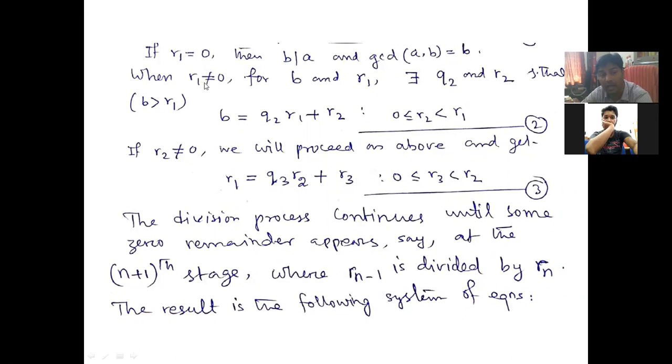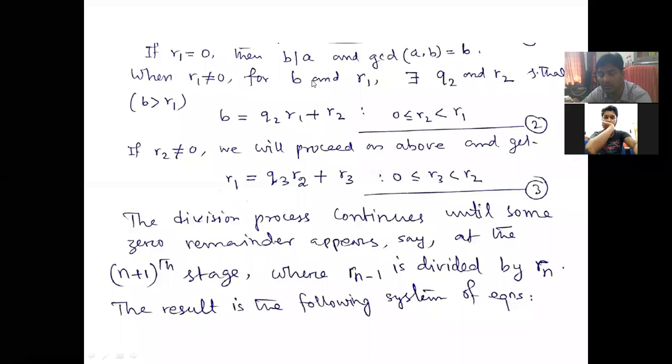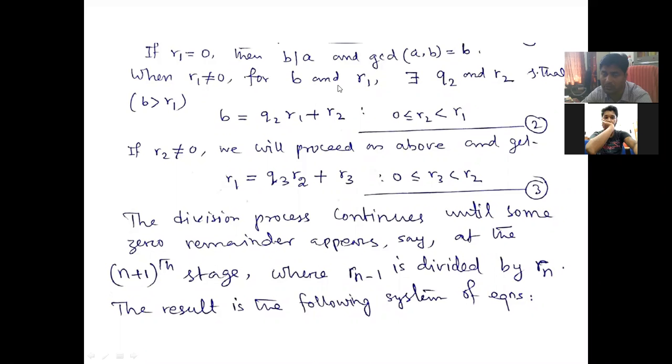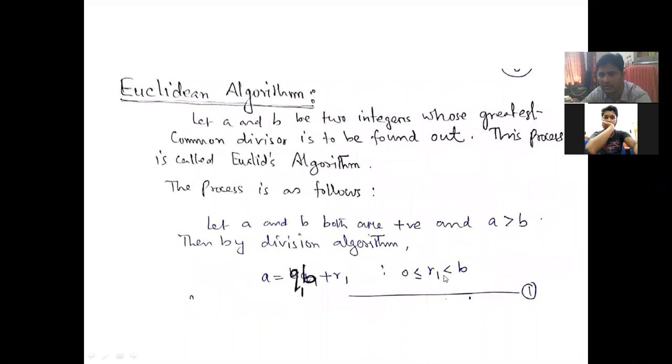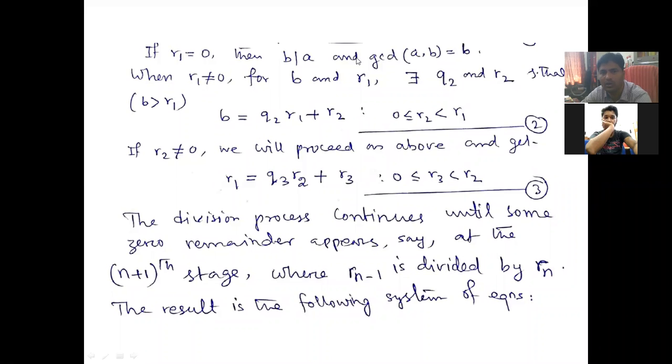Now if R1 is not equal to 0, then in this case we have two numbers, B and R1, and between B and R1, B is strictly greater than R1. So we will again use the division algorithm between these two, B and R1. So there exist Q2 and R2 such that B equal to Q2 R1 plus R2, where 0 less than or equal to R2 strictly less than R1, by division algorithm.